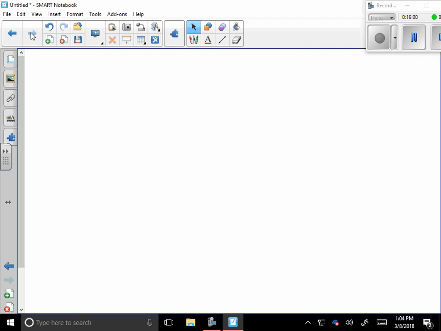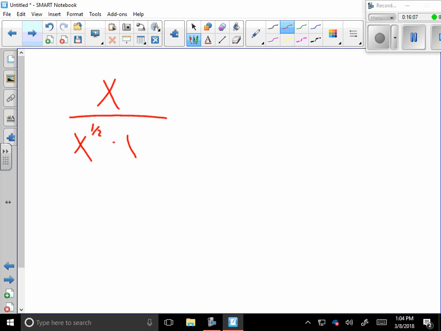You got x divided by x to the half times x to the third. Now, there's a lot of ways to go about doing this problem. When do you want to move it to the numerator? When do you want to make the exponents negative? I would suggest putting these two together by adding their exponents together. X to the half times x to the third is going to be x to the half plus a third power.